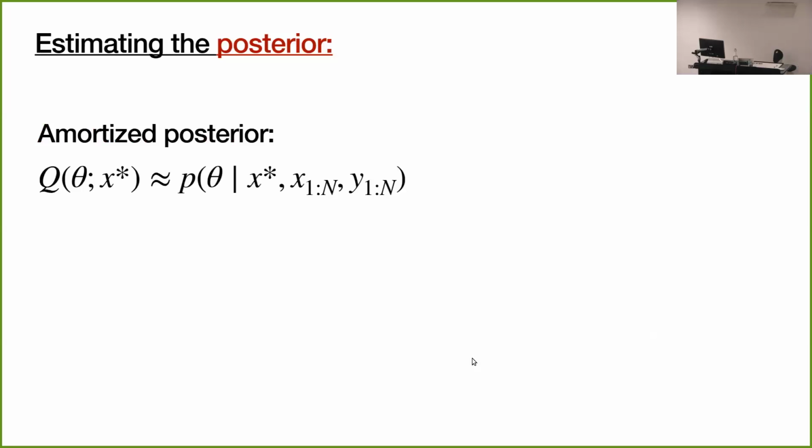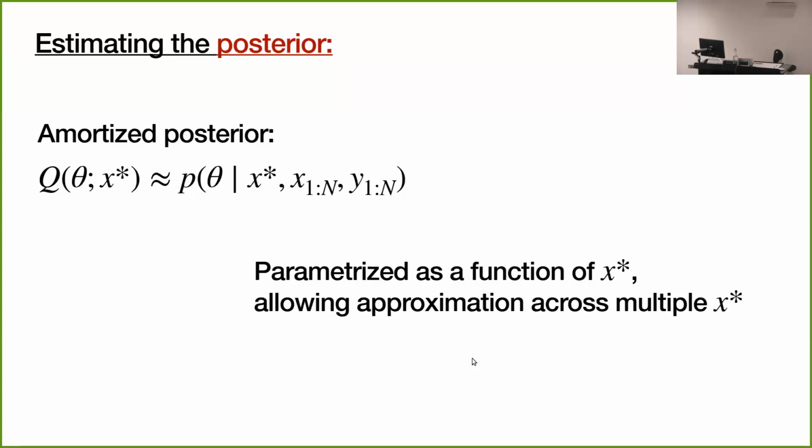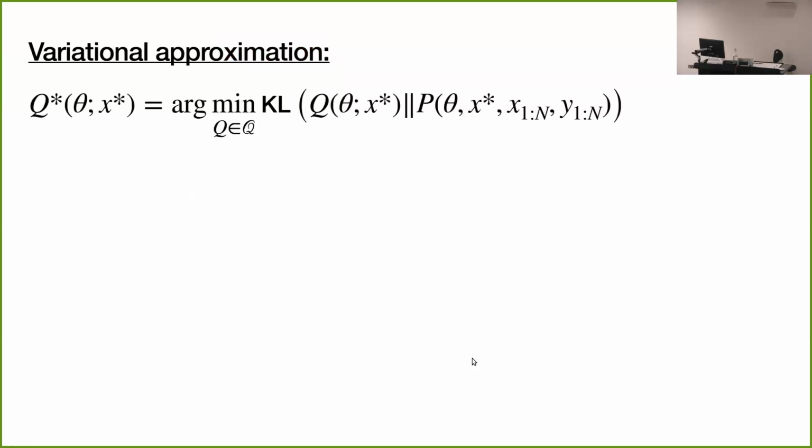To now use this posterior, this thing that does capture the correct notion of distance, what I'm going to do is actually to specify an amortized posterior. I'm going to set it to be a function of x star, and therefore I'm going to approximate the true posterior in a way that I can evaluate it at different x stars.